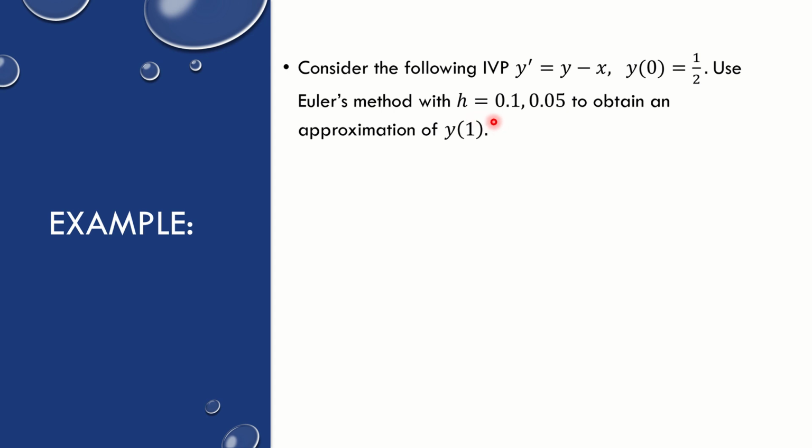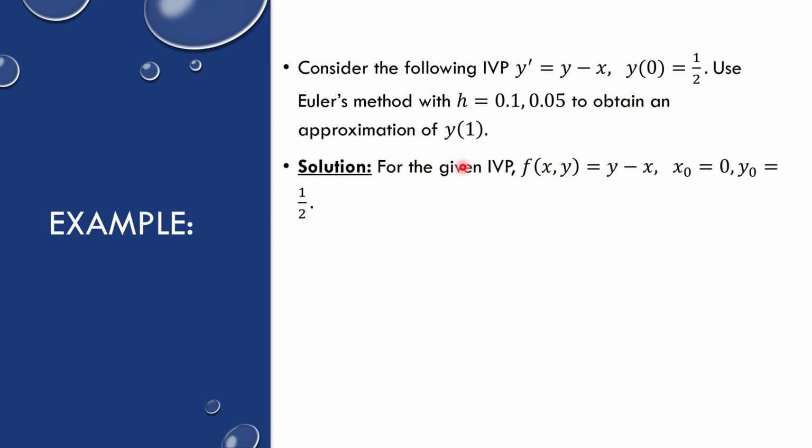Right, keeping in mind when we take h equal to 0.1, that means we will be finding y1, y2, y3 up to y10. y10 will be the approximation of y of 1, and if you take h equal to 0.05, in that case you need to find y1, y2 up to y20, and y20 will be giving the approximation to y of 1. Right, so if you are decreasing the value of h, the accuracy of the approximation will be increasing. Okay, so in this case we have f of x y is y minus x, whereas x naught is 0, that's the starting value, and y naught is 1 by 2.